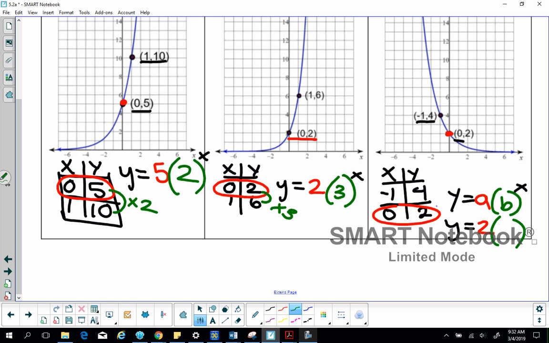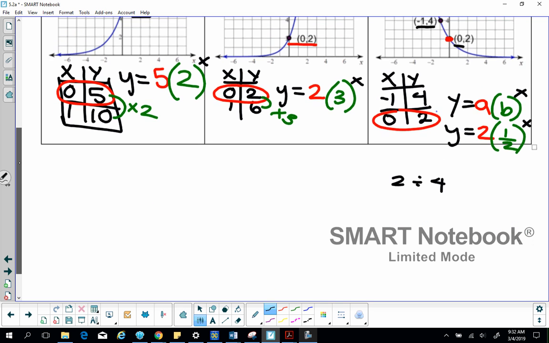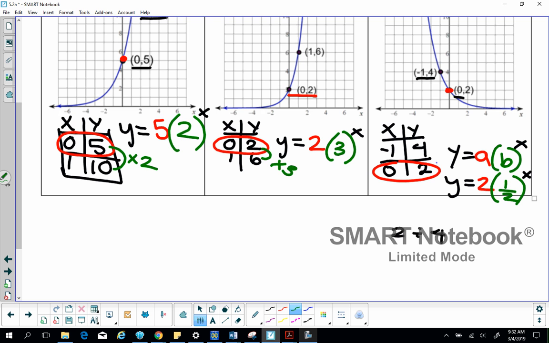Not -2. 1/2. How'd you get that? Dividing by 2 and multiplying by 1/2. Exactly. Or you could have taken 2 divided by 4 in your calculator and got 0.5 or 1/2 as a decimal. So, looking at this right here, what do you notice is the difference between that factor and these factors? What do you notice the difference is?